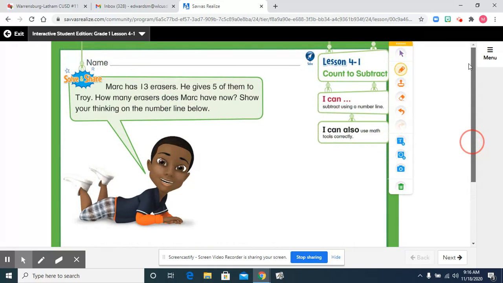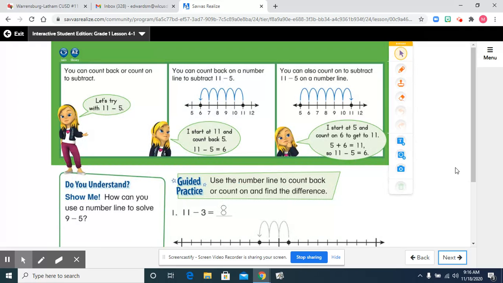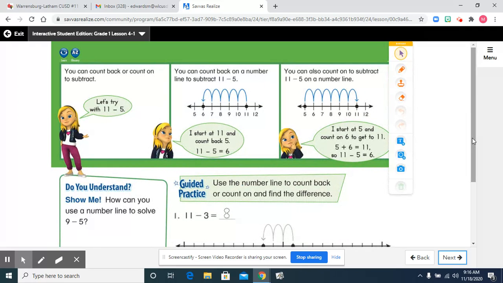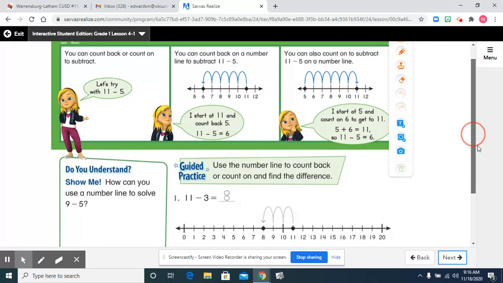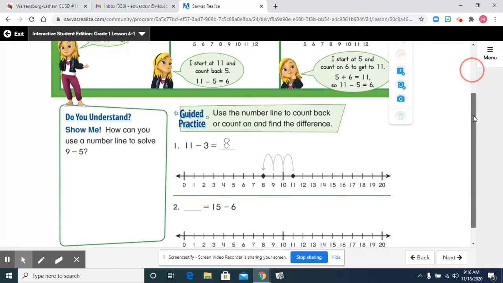Okay, if you are done with that page, you need to turn to the next page. And if you look at the top, that is the lady from our video, and she's just showing you the 2 different ways that you can subtract, either by counting backwards like this one or by counting on like this one. But like I said, it's whatever way you are most comfortable with. You can use whichever one to subtract.